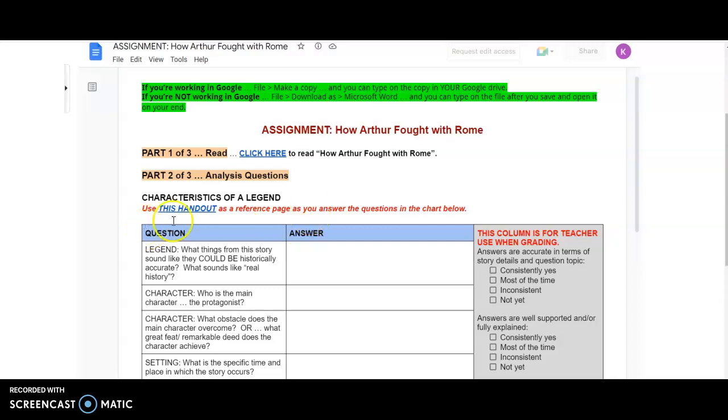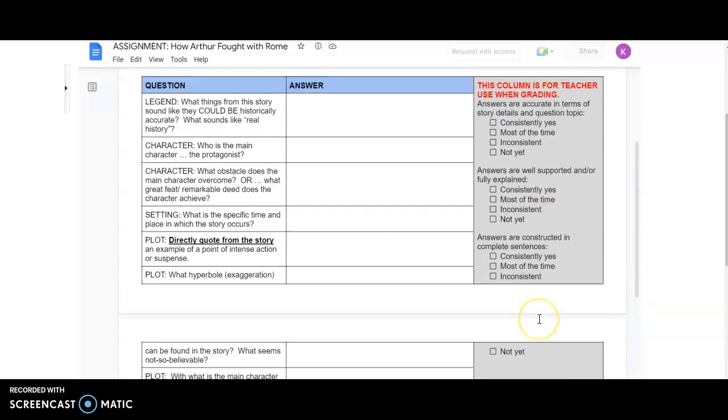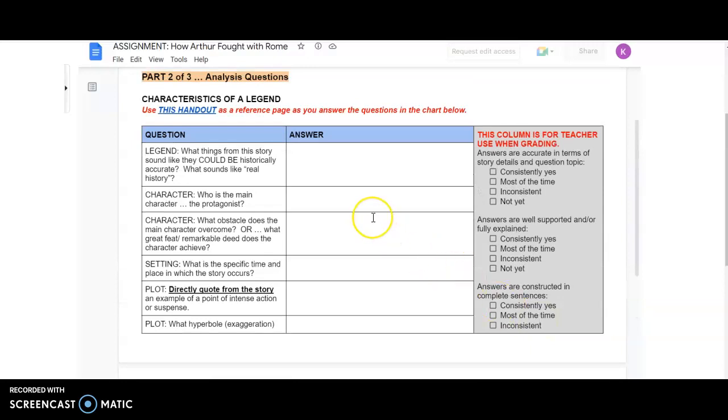So you can also access this handout to help you answer the questions as you go through the chart. So let's go through these questions. Now, as you're going through these questions, you're going to see this column over here. You do not need to mess with this. That is for me, okay?